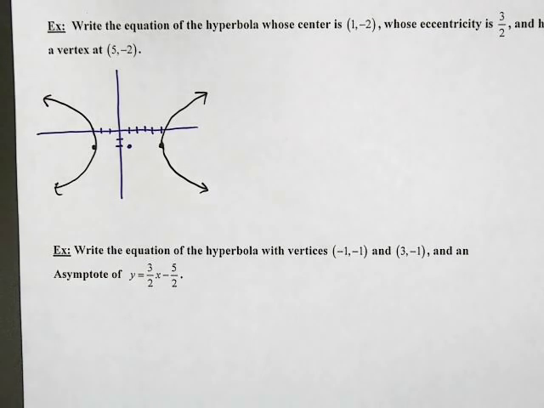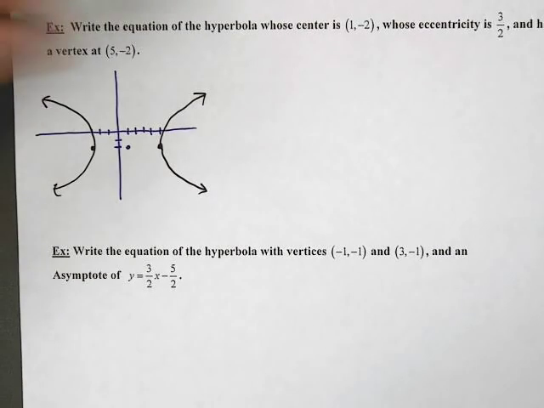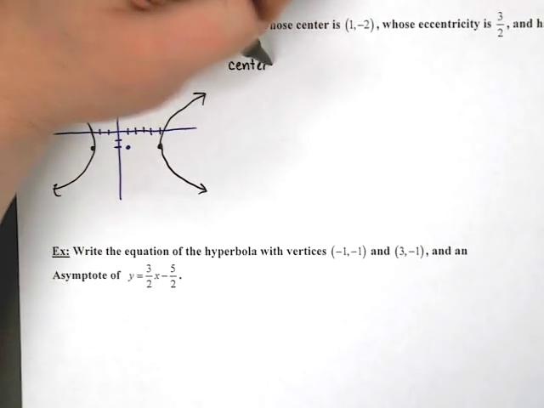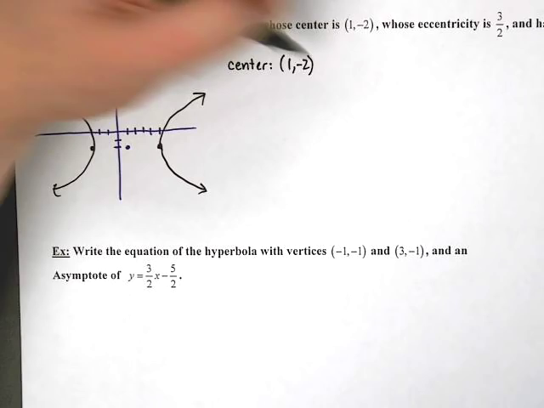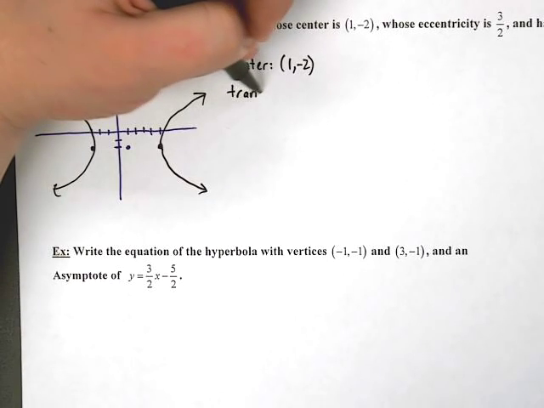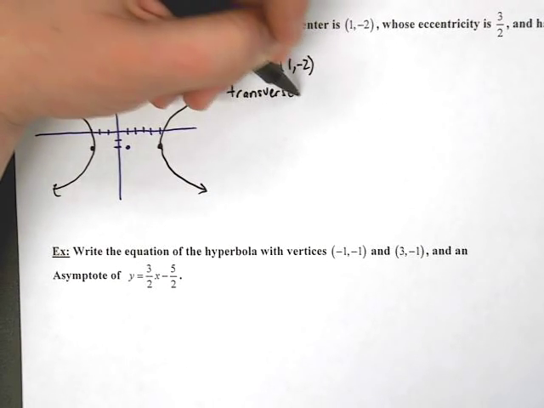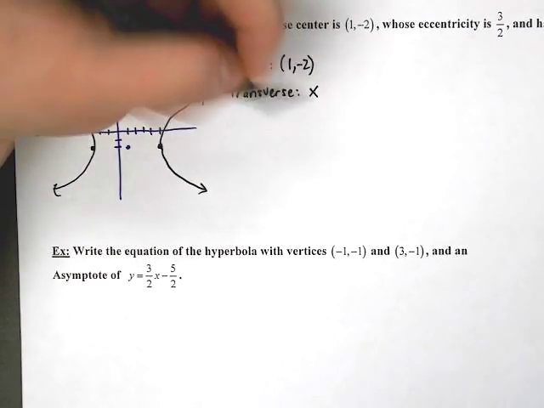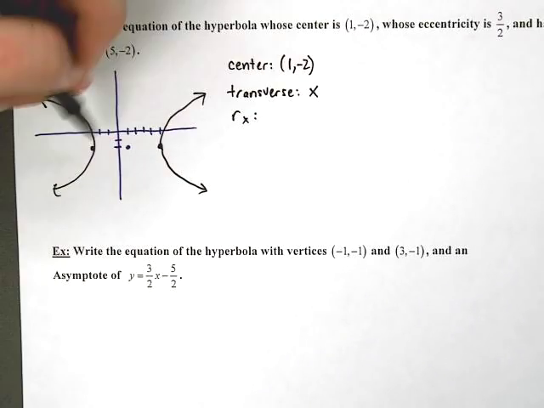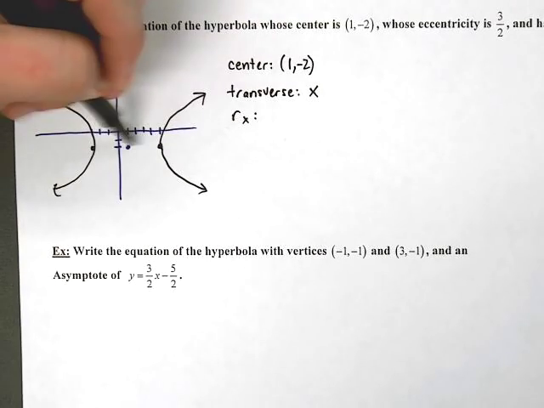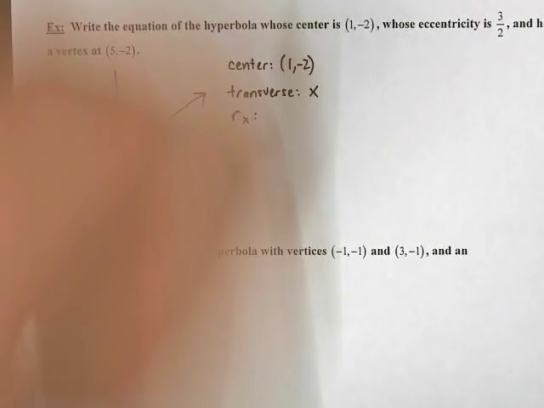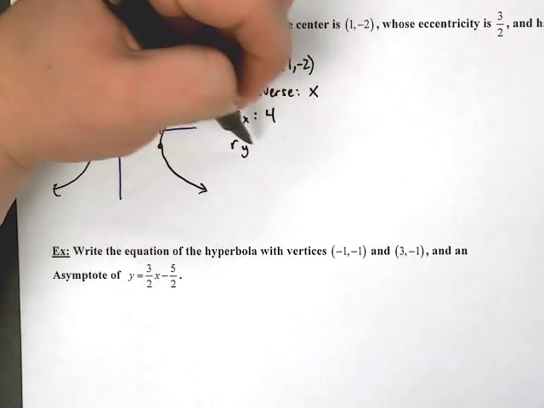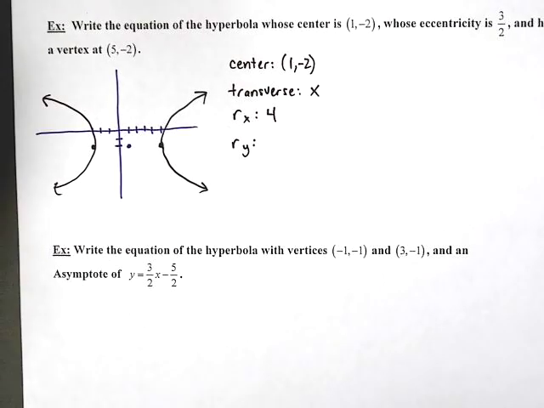Alright, so again, let's go ahead, let's make a list of everything we can. Center, we already have. They gave it to us. 1, negative 2. Transverse, we know. It's the axis that the vertices lie on. That's the x. R sub x we have. We know that the vertices are 4 units away from the center, so r sub x is 4. R sub y, got some work to do.